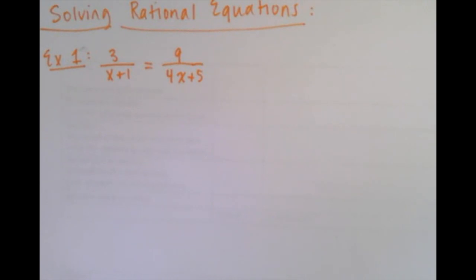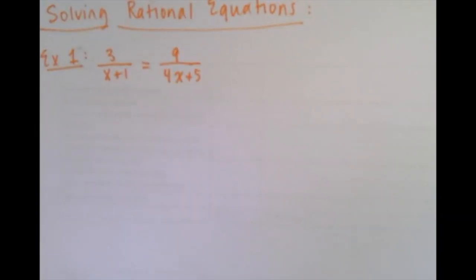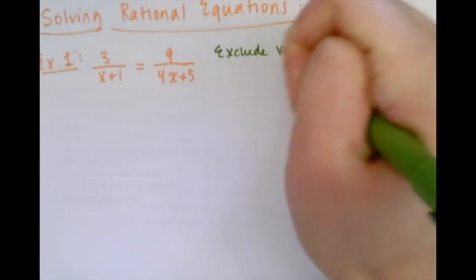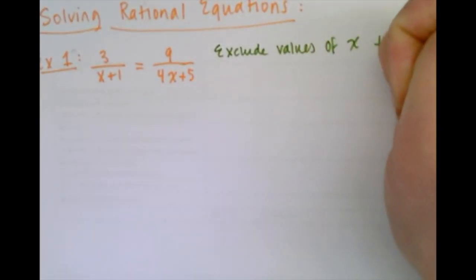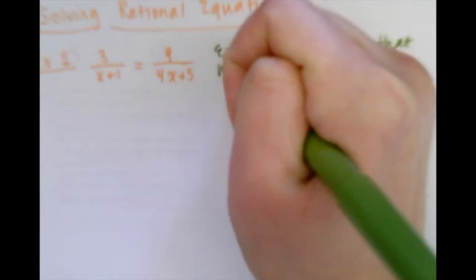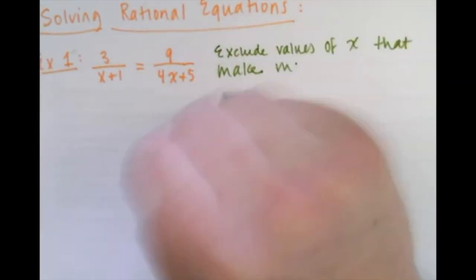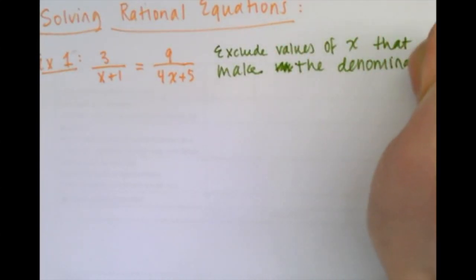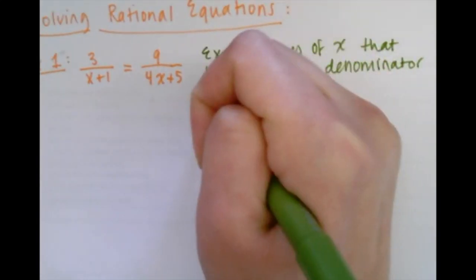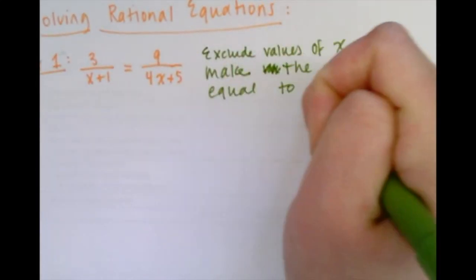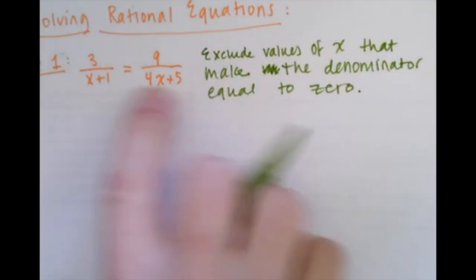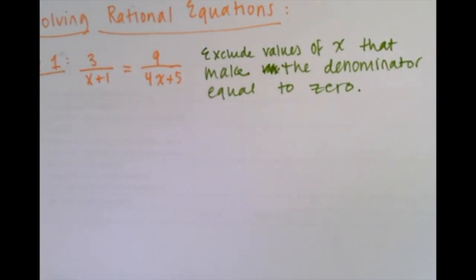So the first thing we're going to do is figure out what values of x would make the denominator equal to 0 and make sure we exclude those from the beginning. So we're going to exclude values of x that make the denominator equal to 0. The easiest way to think about that is to set each denominator equal to 0 and think about what x would have to be.